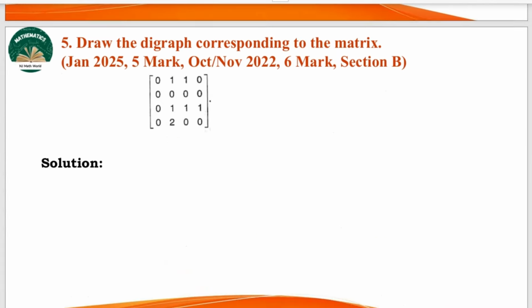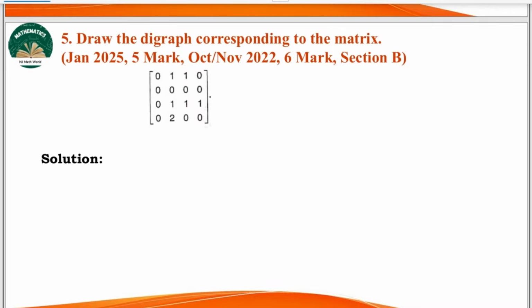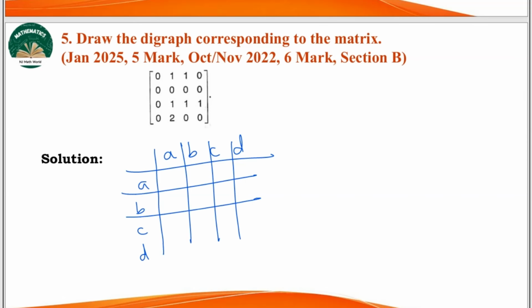Next one is: draw a digraph corresponding to the matrix. So how to draw a digraph corresponding to the matrix? We have 4 points in total, A, B, C, D. You can take 4 points. Here also you can take A, B, C, D. And you write down the values we have: 0, 1, 1, 0, 0, 0, 0, 0, 0, 1, 1, 1, 0, 2, 0, 0.